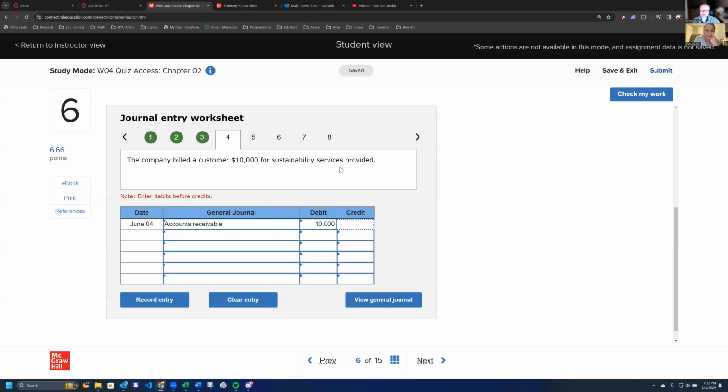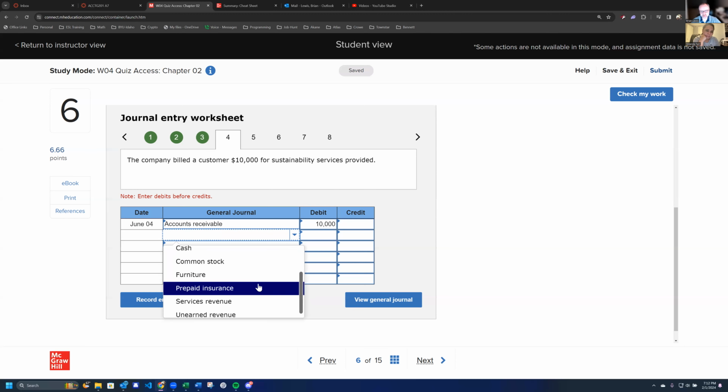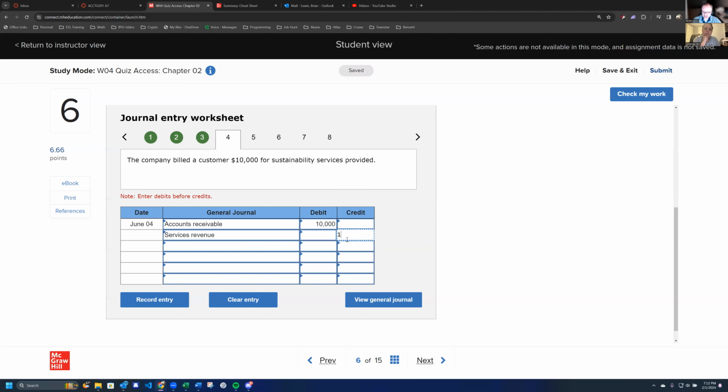Okay, so sustainability services provided, that's usually going to be a revenue type of account. That's income that you're receiving, right? Like when you work, the company is going to pay you something, so it's what they owe you. In this case, your customer owes you money for something you've done, so this is definitely going to be revenue. The question is just finding the right revenue account, and because it says services, we're going to use services revenue. And that's going to be a credit of $10,000.